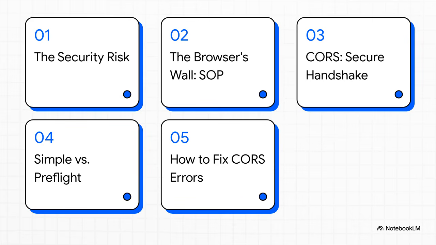So here's how we're going to tackle this. First, we'll look at the security risk that makes all of this necessary. Then we'll talk about the browser's big wall, the same origin policy. After that, we'll see how CORS acts like a secure handshake. We'll even get into the difference between simple and preflight requests. And finally, the part you've been waiting for, how to actually fix those frustrating CORS errors.